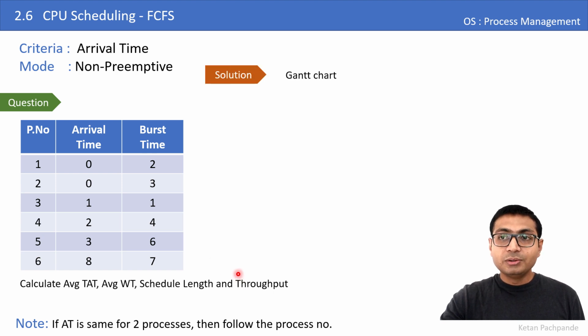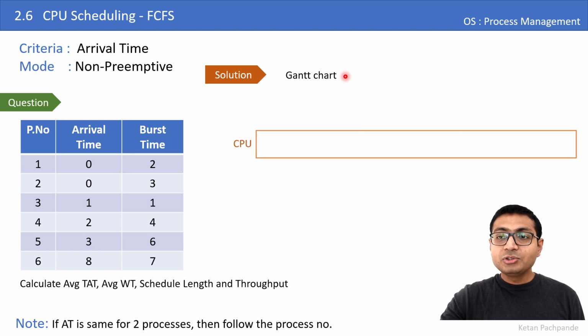Let's look at the solution. The solution is to draw the Gantt chart, which is basically the timing of the CPU. For all algorithms, we are going to follow the Gantt chart method to get the average turnaround time, average waiting time, etc. So the Gantt chart is nothing but the CPU timeline.